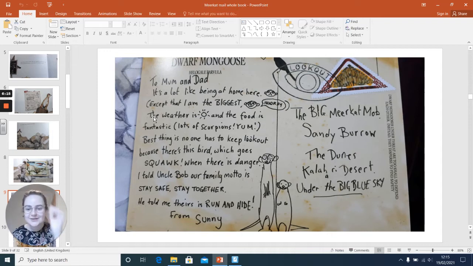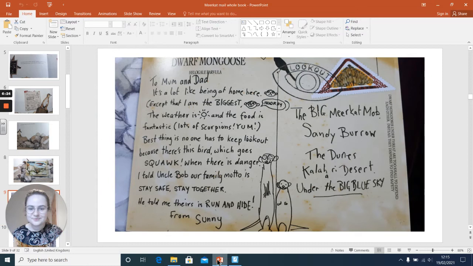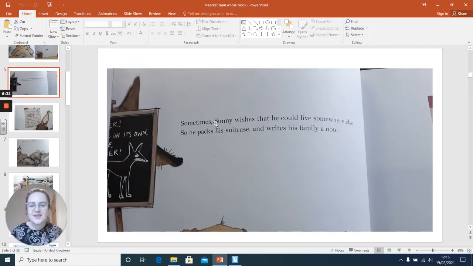And that's where we're going to stop. We are going to have a go at using these question words to ask some questions about this story. There are lots and lots of questions we could ask. Let's go back to here.